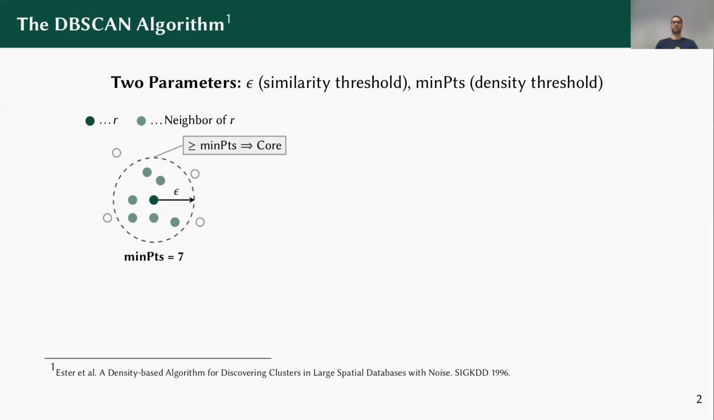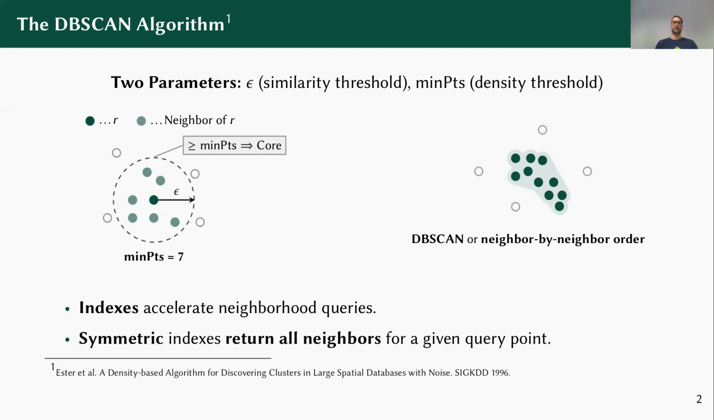The DBSCAN algorithm randomly picks a point and expands its neighbors recursively if it is a core point. A cluster is fully identified when all core points in a cluster have been expanded. We call this DBSCAN or neighbor-by-neighbor order. Indexes are used to accelerate the neighborhood queries, and typically these indexes are symmetric. That is, they return all neighbors for a given query point.